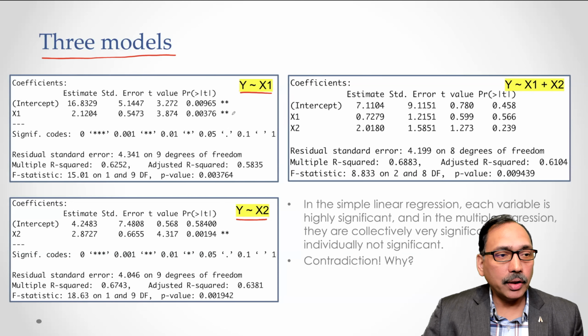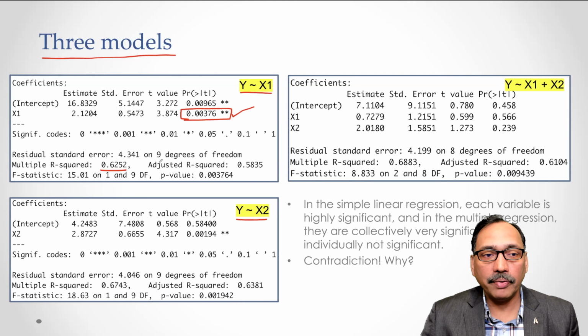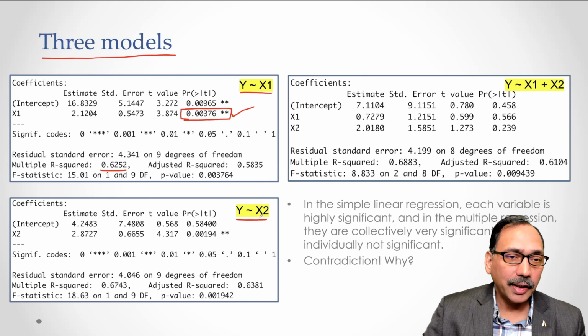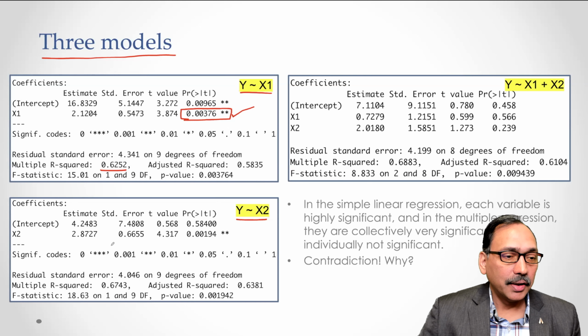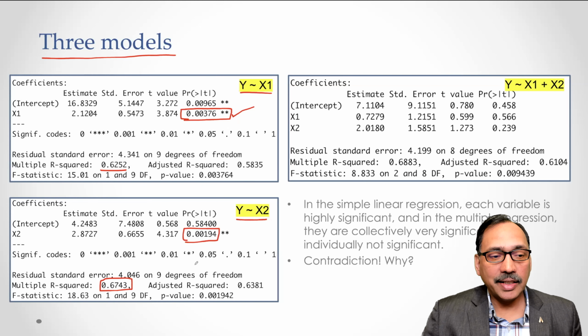So you find in the first one the variable is statistically significant. This p-value is much less than 0.05, so we reject the null hypothesis that beta 1 is equal to 0. And the model contributes 62.52% to the overall variability. So x1 contributes a lot. And x2, the cost of ads, also is statistically significant. And you can also see this contributes about 67% variability. This explains 67.43% of the variability in the sales.